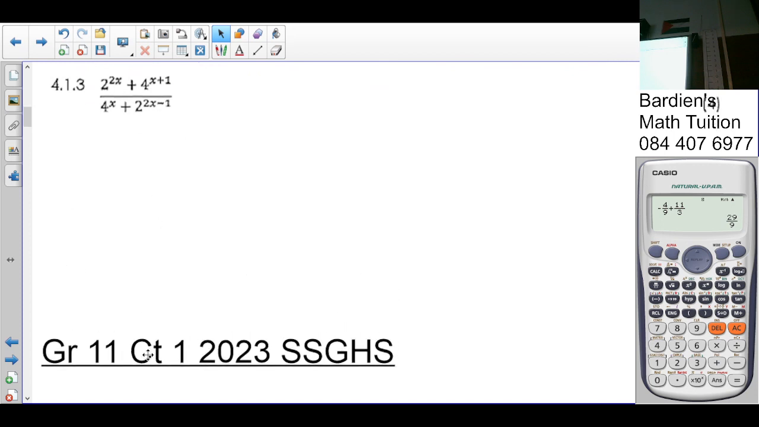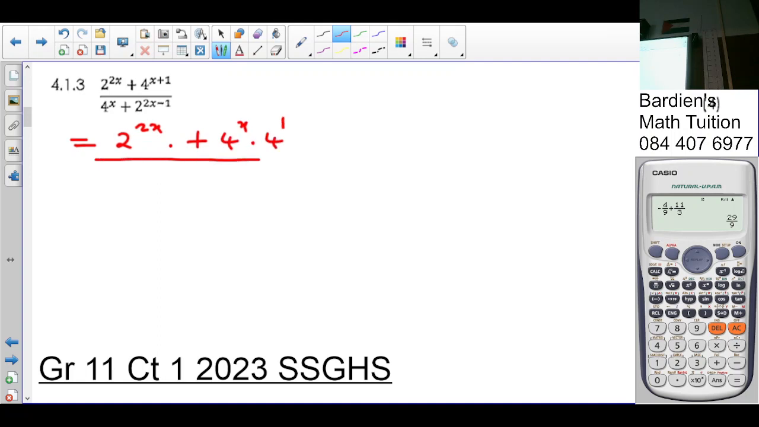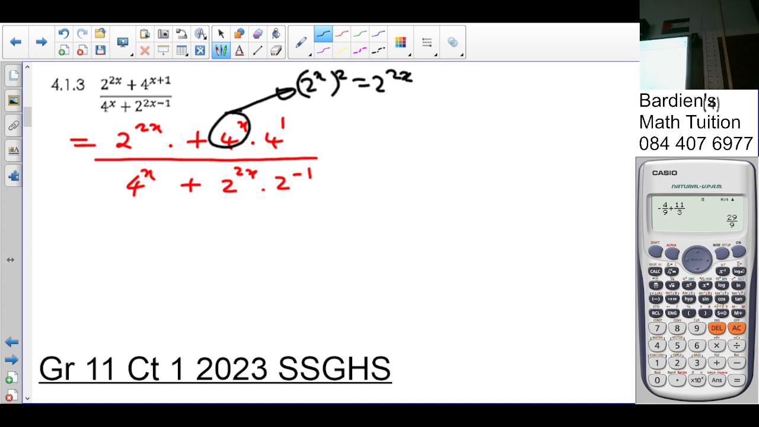What's the difference with this and the previous one is that here we have pluses or minuses between. So what do we need to do here? We need to break up and factorize. So we've got 2 to the 2x times, now plus 4 to the x times 4 to the 1 over 4 to the x plus 2 to the 2x times 2 to the minus 1. But you all should agree that 4 to the x is the same as saying 2 to the x squared, which is 2 to the 2x. You all agree with that? So 2 to the 2x is common at the bottom and on top. Okay. So we take out 2 to the 2x as a common factor.